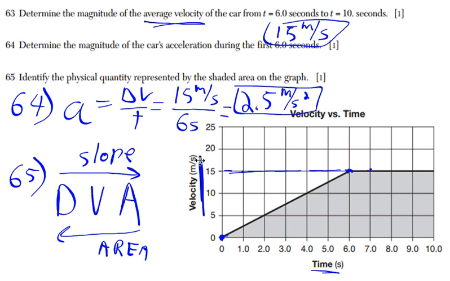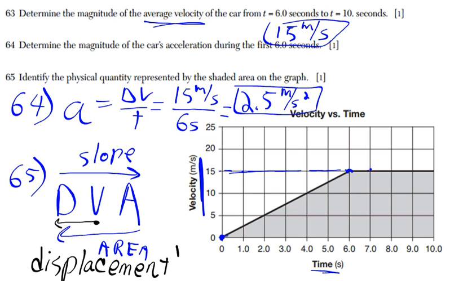So this is a velocity versus time graph. We're starting at the V, and we're taking the area. If we go in this direction, where do we wind up? At D. So this is a displacement graph. And that is our answer to 65.